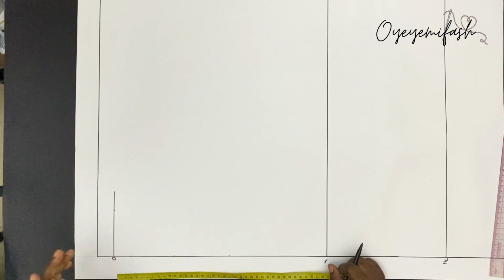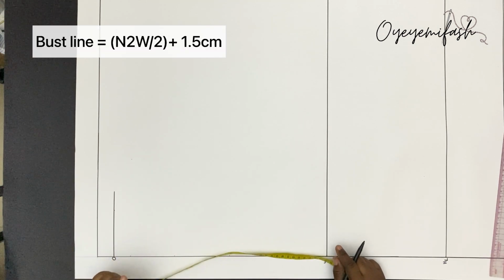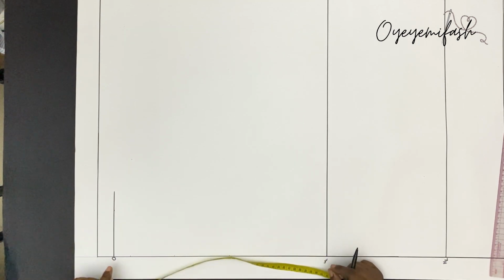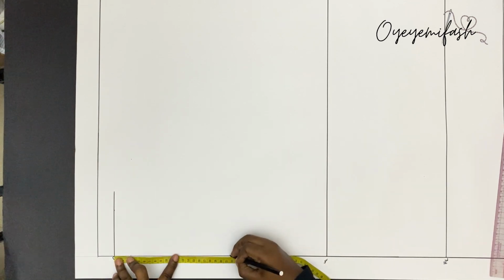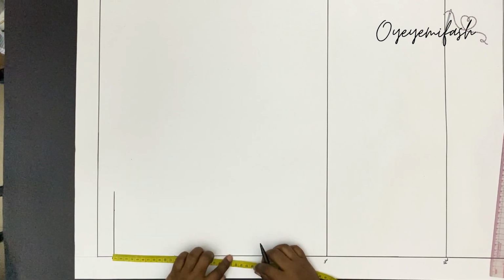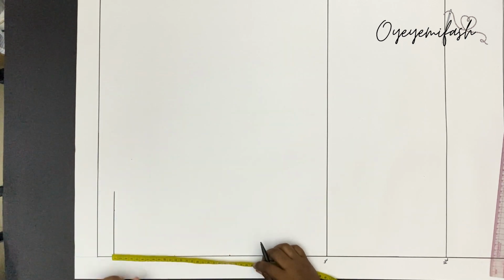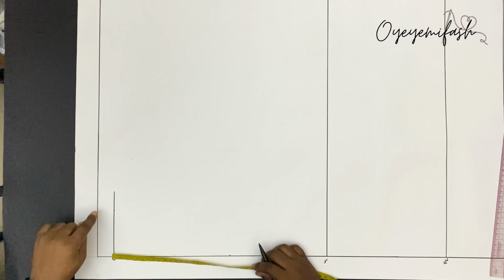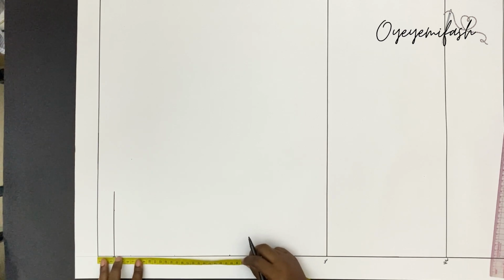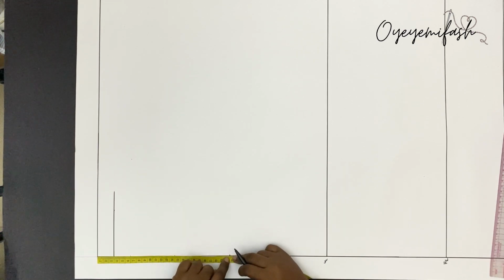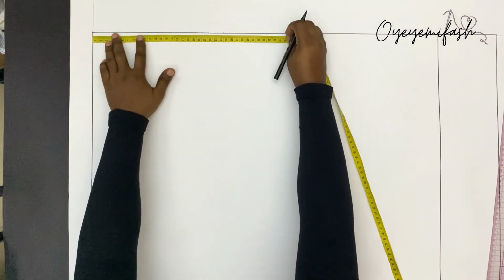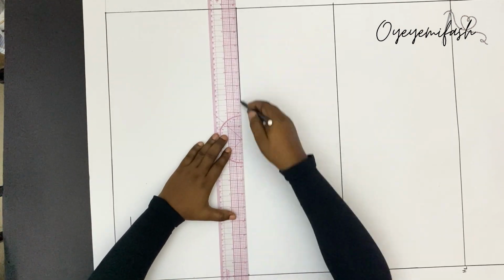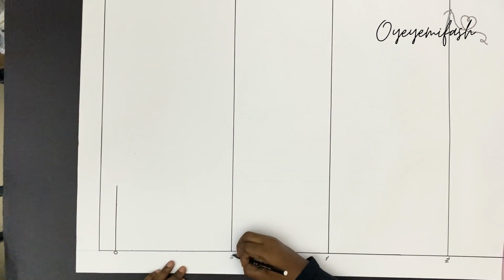To get the bust line, we are going to take our nape to waist measurement, divide that by 2 and add 1.5, and measure it from point O. You measure this here. So this same point, we are going to take it across to center front, and we need to get the full measurement from the top line. So whatever measurement you have from top line to the bust line, you take that to center front and label this as bust line.